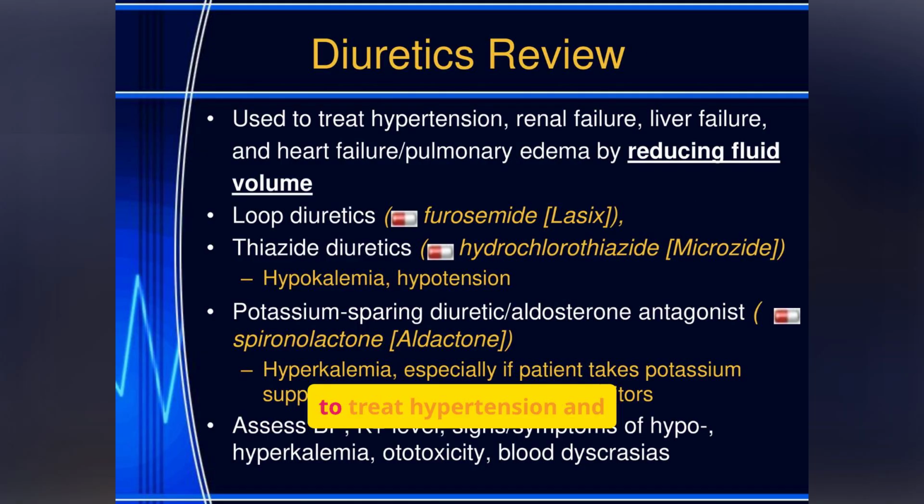Diuretics are often used to treat hypertension and other conditions. We'll review the different types of diuretics and their potential side effects. Diuretics help lower BP by reducing fluid volume in the body. There are three main types: thiazides, like HCTZ, loop diuretics, like furosemide, and potassium-sparing, like spironolactone. Each works in a different part of the nephron and has unique effects on electrolytes.